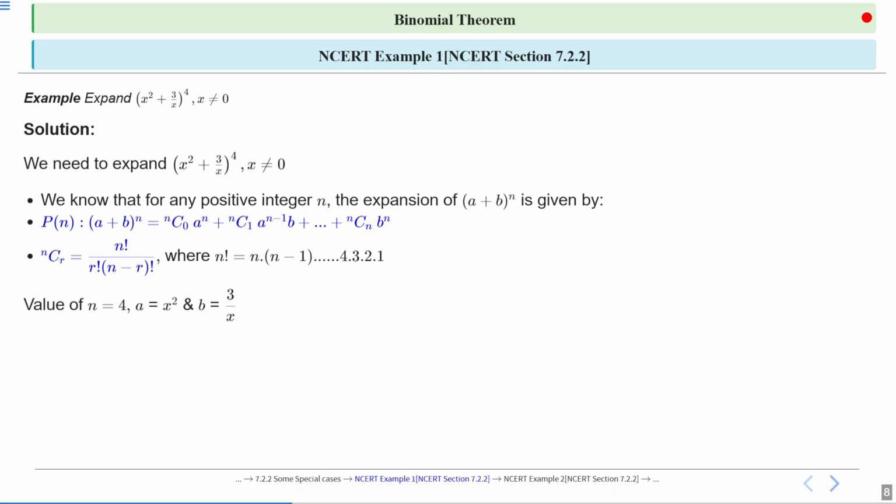Now in our example we have n = 4, a = x^2 and b = 3/x. So these values will be substituted in the binomial theorem to find the expanded form of the given expansion.